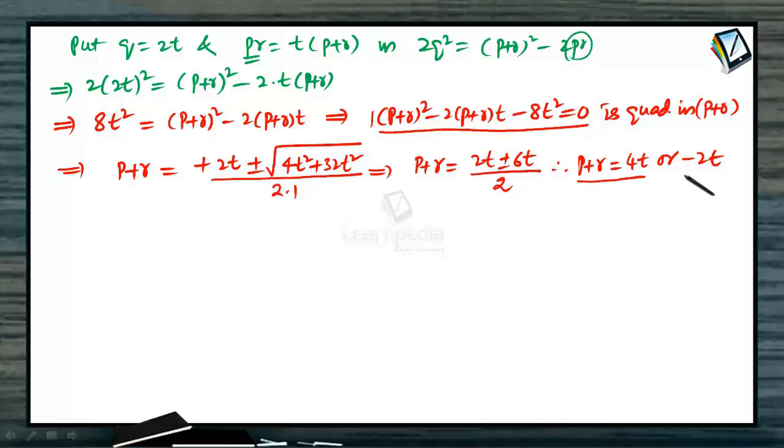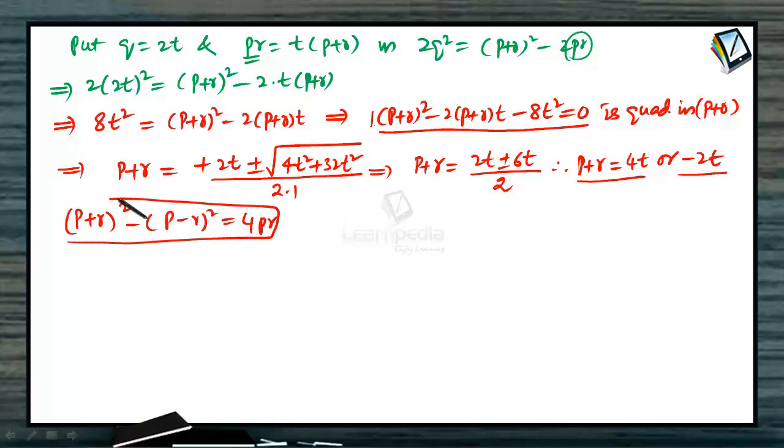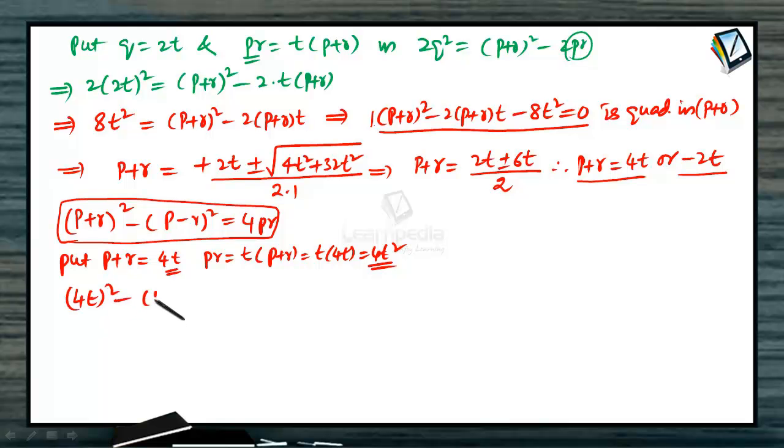Now which value will be considered here, 4t or minus 2t? Let us consider p plus r square minus p minus r square is equal to 4pr. It is an identity from special products. If we put p plus r equal to 4t and pr equal to t into p plus r, which is t into 4t, that is 4t square, then 4t whole square minus p minus r square is equal to 4 into pr, which is 4 times 4t square. Therefore 16t square minus p minus r square is equal to 16t square.